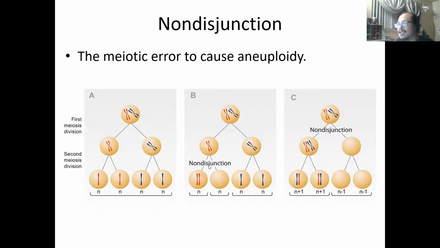So this non-disjunction usually happens in the second meiosis, or it could happen in the first meiosis. That is the common cause to produce the cell with aneuploidy. So it could be a quiz question: what is the cell process leading to the production of the aneuploidy cells? It will be the non-disjunction process, something like that. All right, so that is the aneuploidy.